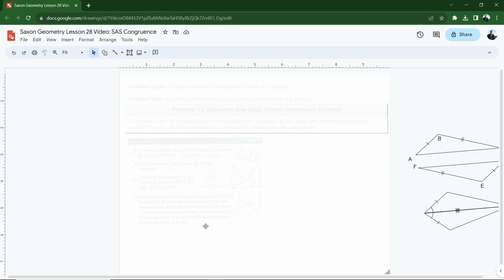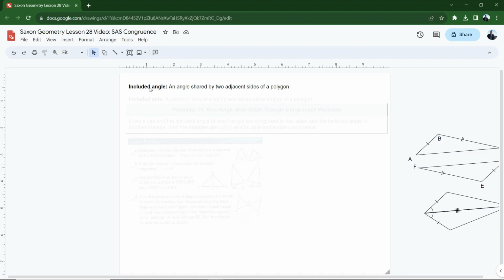In this lesson we're going to learn that it just actually takes two sides and an angle to prove that triangles are congruent. So we could do it with three sides, but we could also do it with two sides and one specific angle of the triangle. That angle is actually going to be called an included angle. What is an included angle? An included angle is an angle shared by two adjacent sides of any polygon.